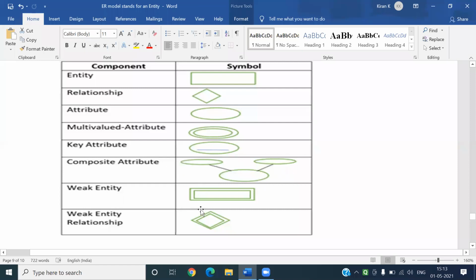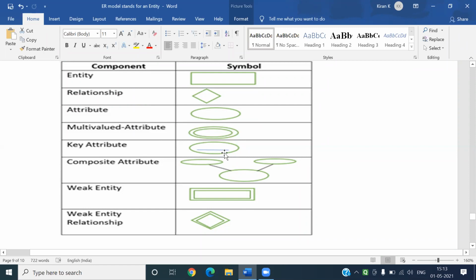Now weak entity. A weak entity is shown with a double rectangle. A weak entity relationship is shown with a double rhombus. Now, entity is shown with a rectangle. Relationship is shown with a diamond shape. Attribute is shown with an oval shape. Multi-valued attribute is shown with a double oval shape.